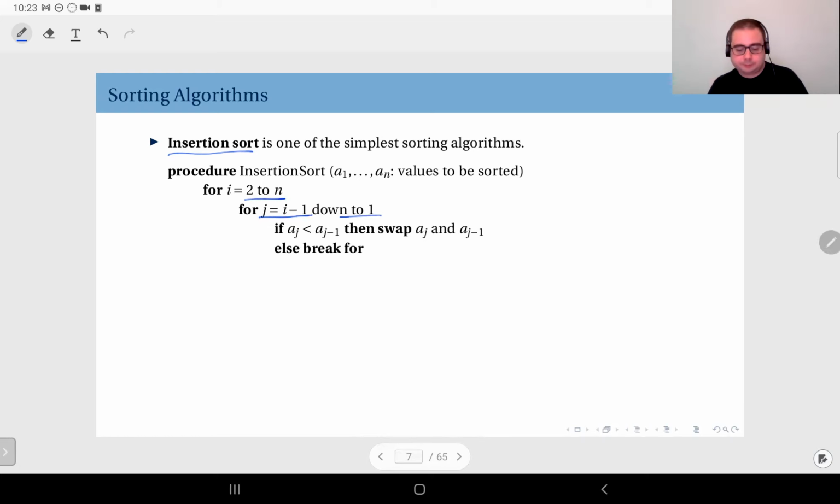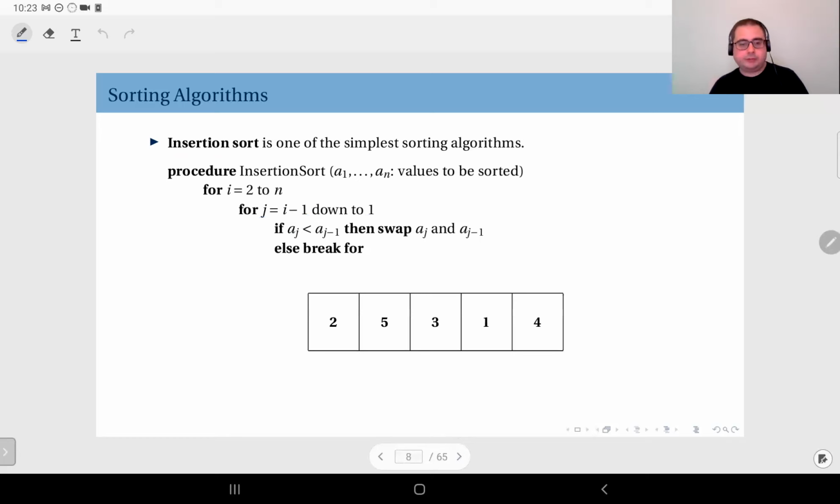And if the two consecutive values here are in the wrong order, then you swap them, you exchange them. Otherwise, you don't touch them. And repeating this for the entire sequence gives you a sorted list.